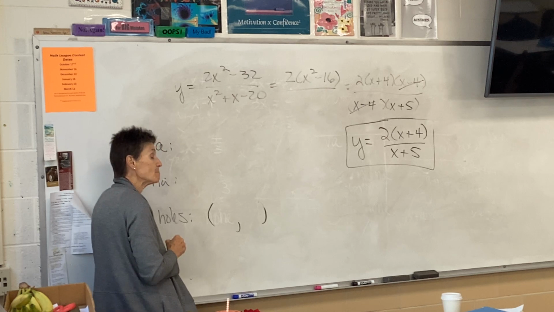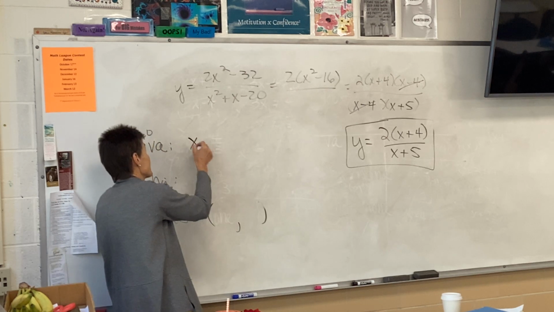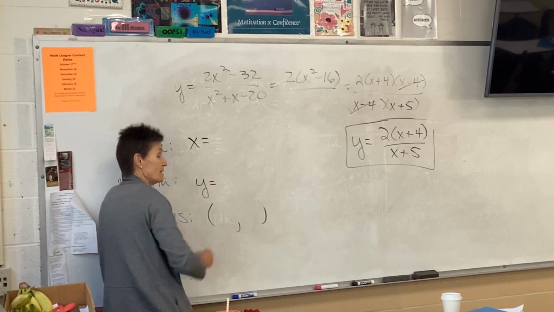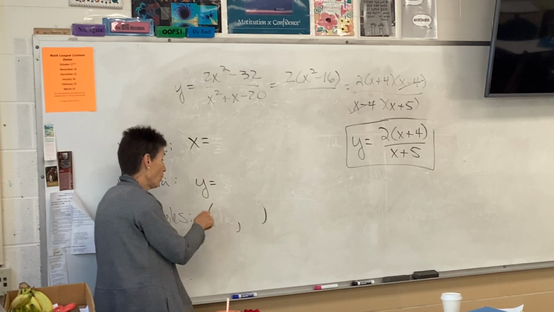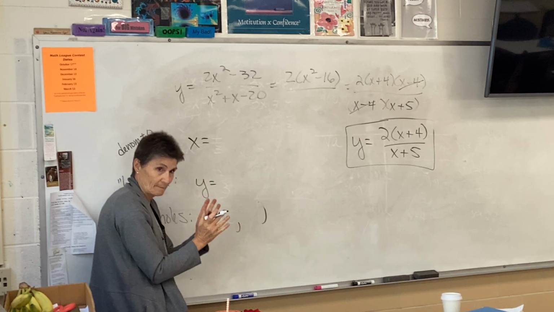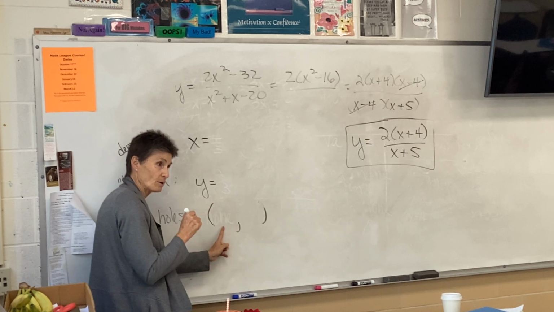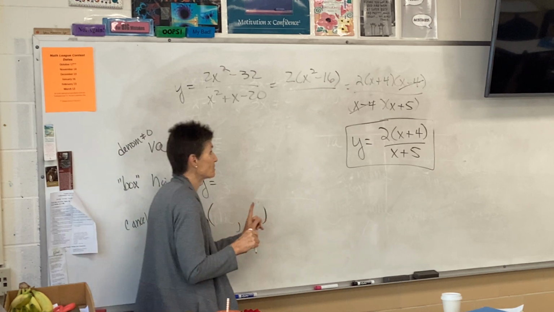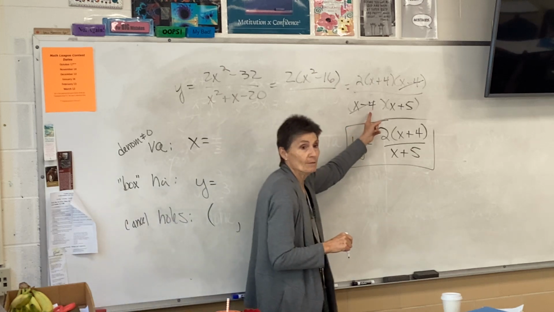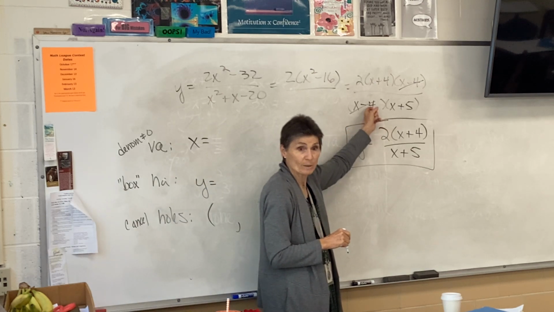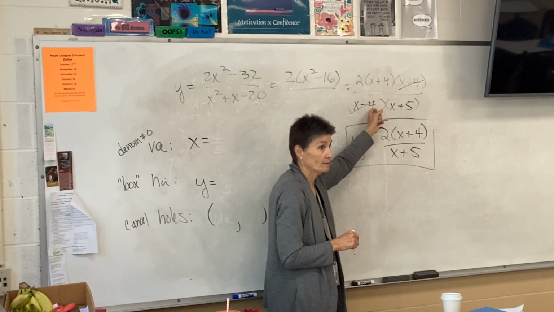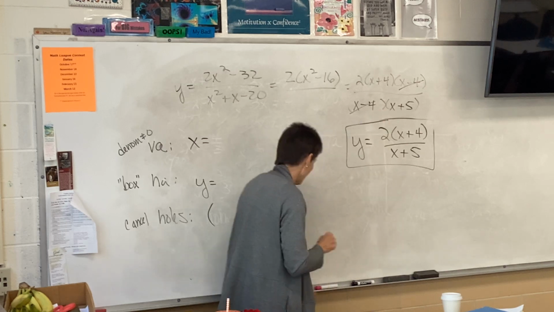Remember, the asymptotes are equations: x equals and y equals. The hole, though, is a point. The x part of the point comes from where? The 4. What canceled out? We canceled out x equals 4. So we're going to put a 4 here.